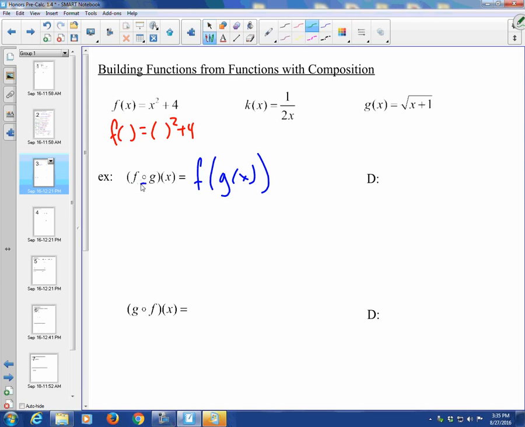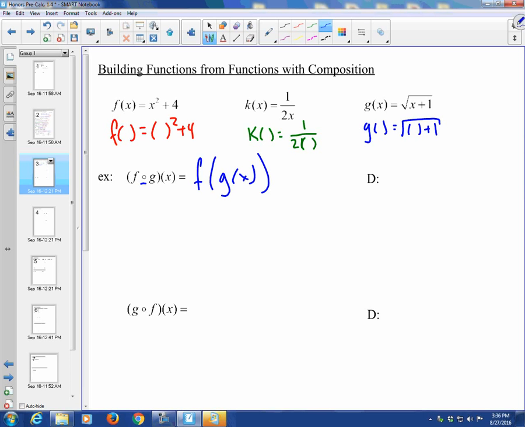If we look at k of x is 1 over 2x, but just k is the act of taking an input, multiplying that input by 2, and then dividing 1 by that value, right? That's what k does. If we look at g of x is the square root of x plus 1, but just g is the act of taking an input, adding 1 to it, and then taking the square root of that value. So that's what all of these functions do.